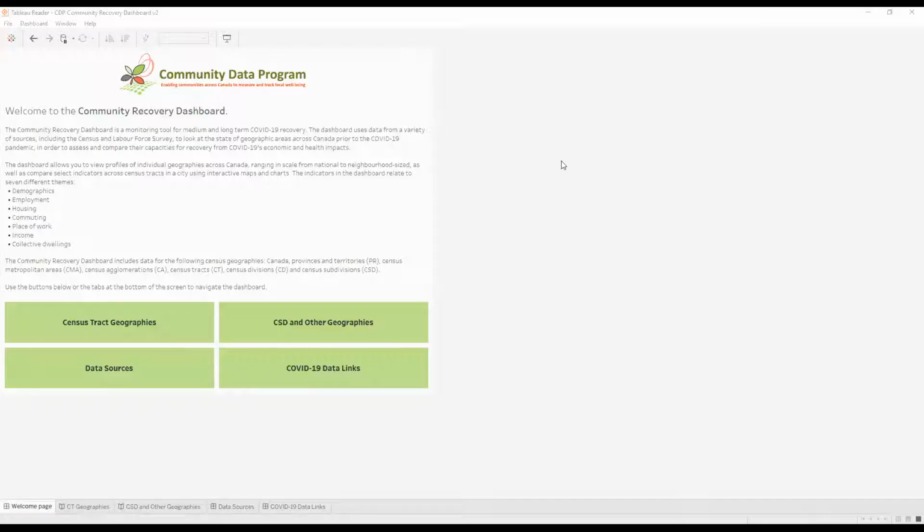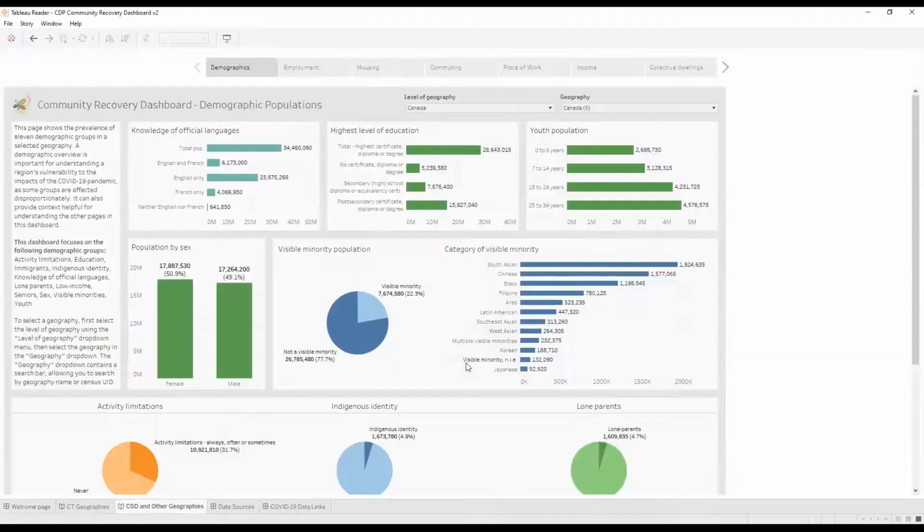Okay, so yeah, this is the welcome page, and it introduces you to the dashboard. It also has these navigation buttons because the dashboard is now organized into different sections. There's one section for census tract geographies, and then all the new geographies are in the census subdivision and other geography section. The data sources and COVID-19 data links are not grouped in with the rest of the data now. They're in separate sections. So I'll start by showing you the census subdivision and other geography section.